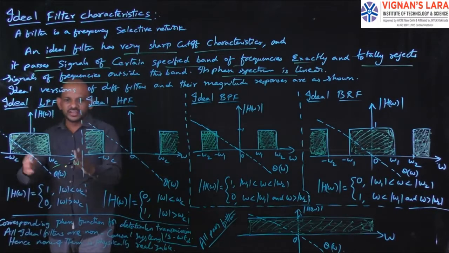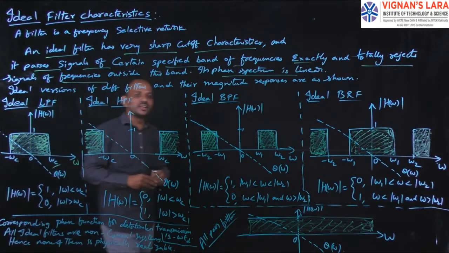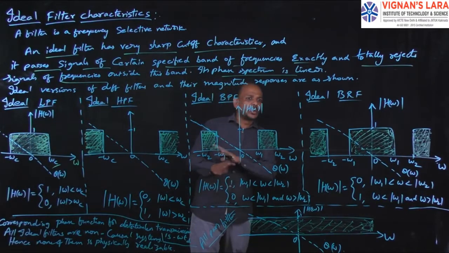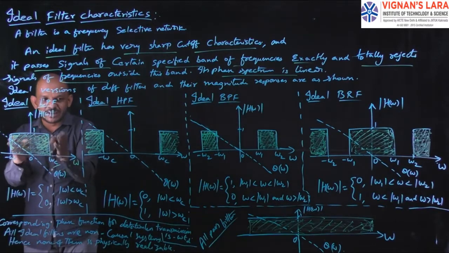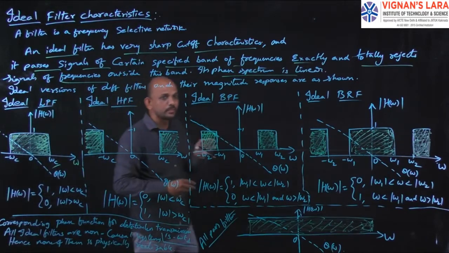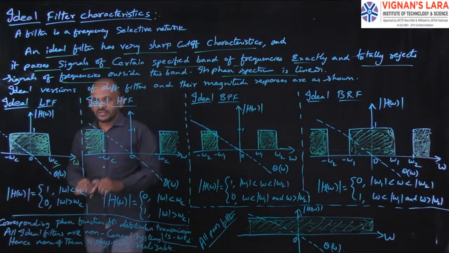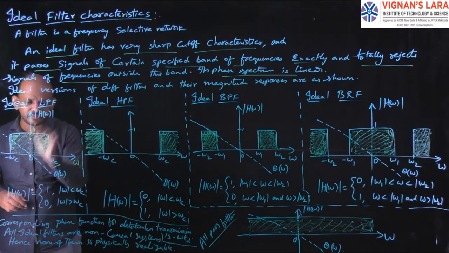Outside of this band, between omega c and minus omega c, the ideal low pass filter will reject all signals. Inside this band, that is between minus omega c and omega c only, it will allow the signals to pass through. Here I have taken the magnitude as 1.